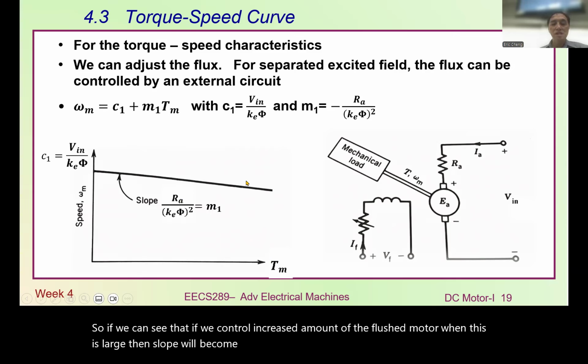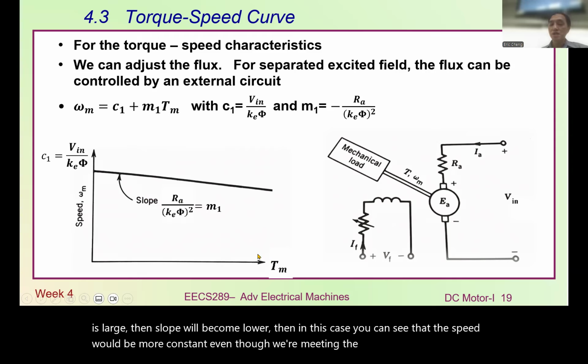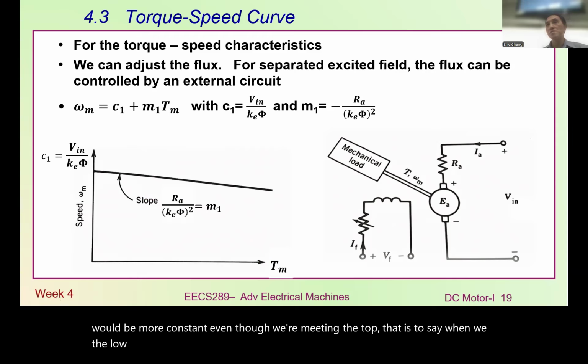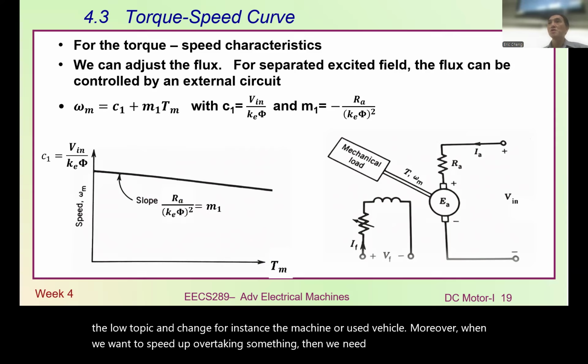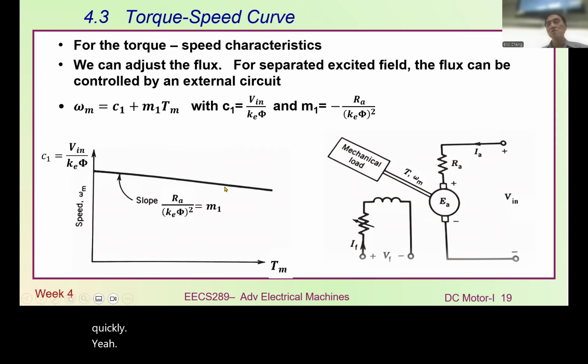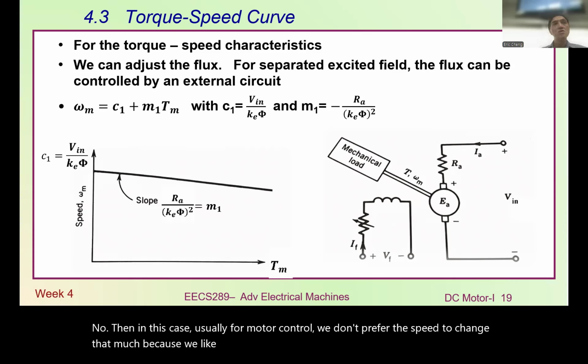In this case, the speed will be more constant, even when we change the torque. That is to say, when the load torque is changed, for instance in a machine or electric vehicle, when we want to speed up to overtake something, we need to increase the torque quickly. Usually for motor control, we don't prefer the speed to change that much because we like to have more constant speed operation.